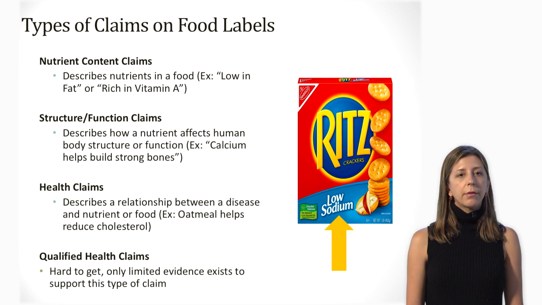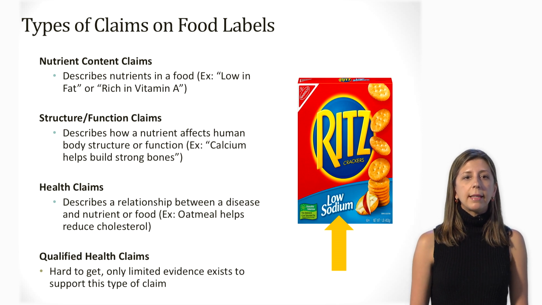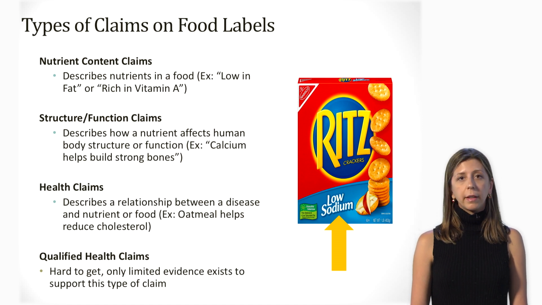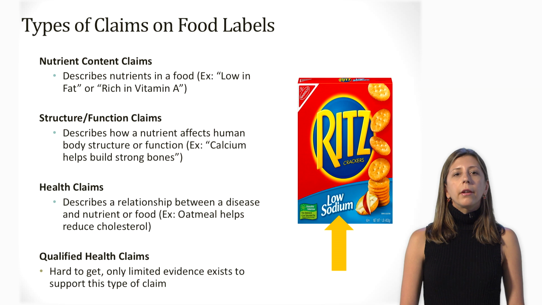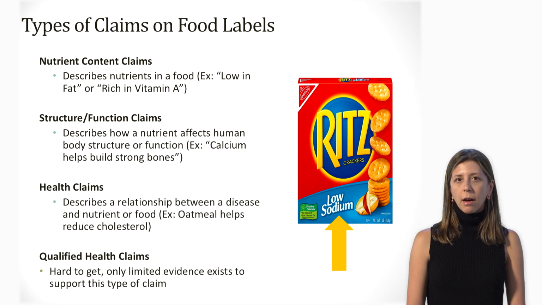The third type of claim that's really common is health claims. This describes a relationship between a disease and a nutrient or food. So my Quaker Oats example, oatmeal helps reduce cholesterol. That's a perfect example of a health claim. There are others that exist on food packages, but this one is really common.